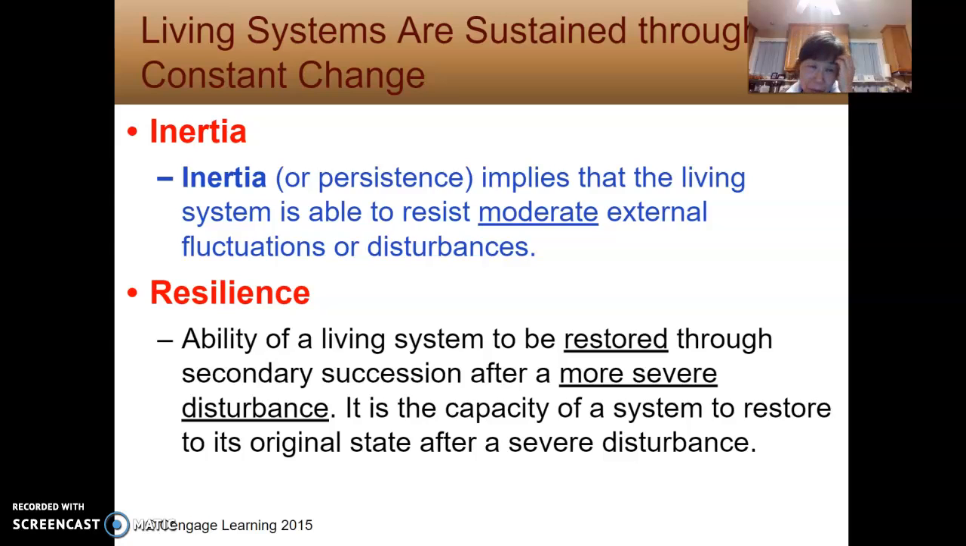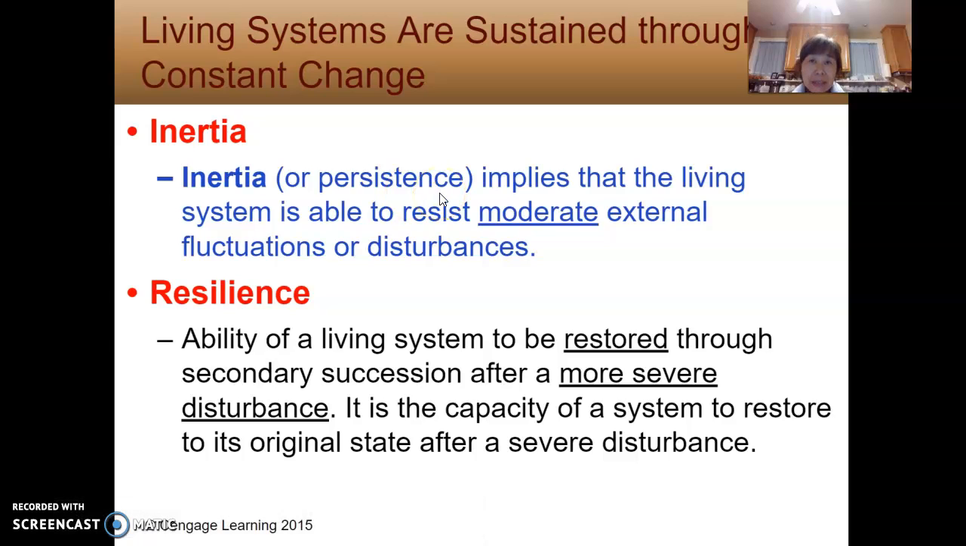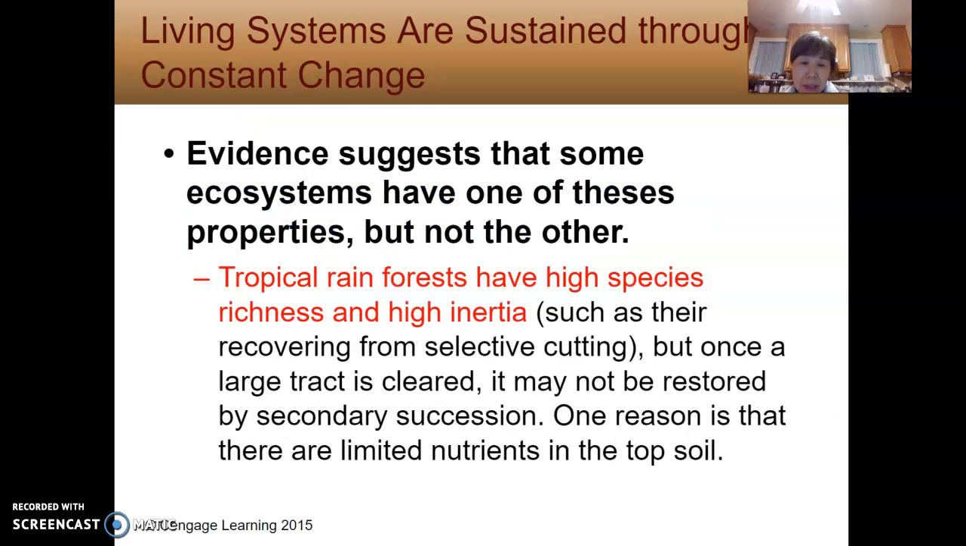If we look at the ecosystem and their reaction to change, you can see two ways. One is called inertia. The other one is called resilience. Inertia is pretty much persistence, so they kind of resist change. Resilience is the other way: they change easily, but they also easily restore to where they were. So far we don't see an ecosystem that has both of them. They are either on the side of inertia or on the side of resilience.